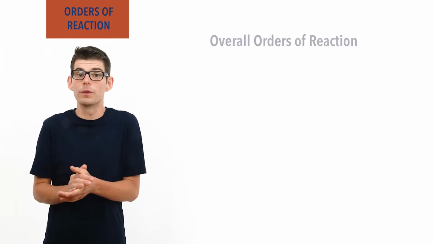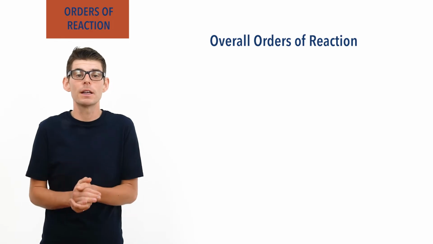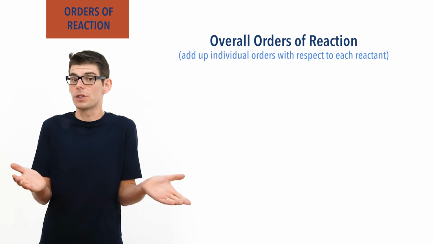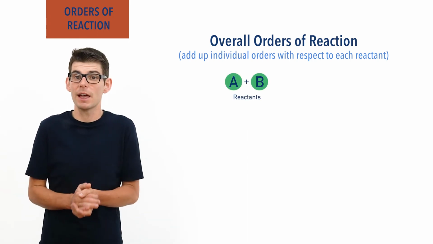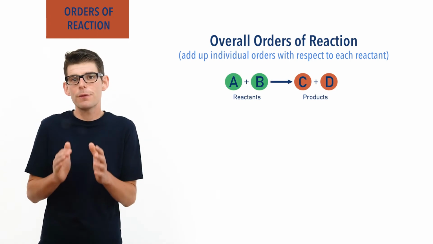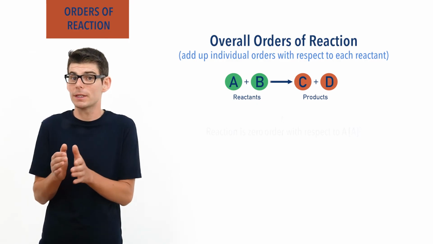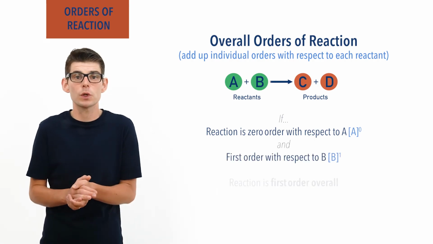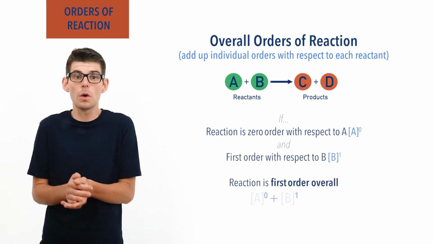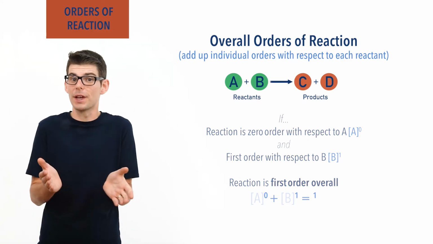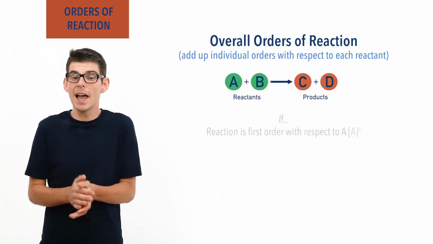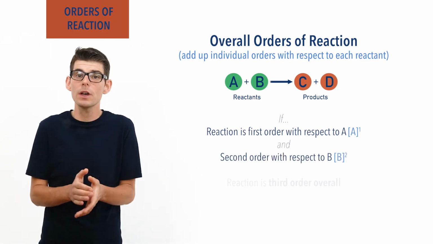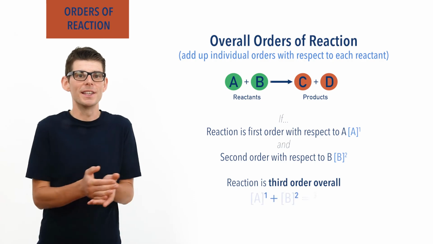The overall order of a reaction can be determined by adding up all the individual orders with respect to each reactant. For example, if A plus B react together to form C plus D, if the reaction is zero order with respect to A and first order with respect to B, then the reaction is first order overall, as 0 add 1 is 1. If the reaction was first order with respect to A and second order with respect to B, however, now the reaction would be third order overall, as 1 add 2 is 3.